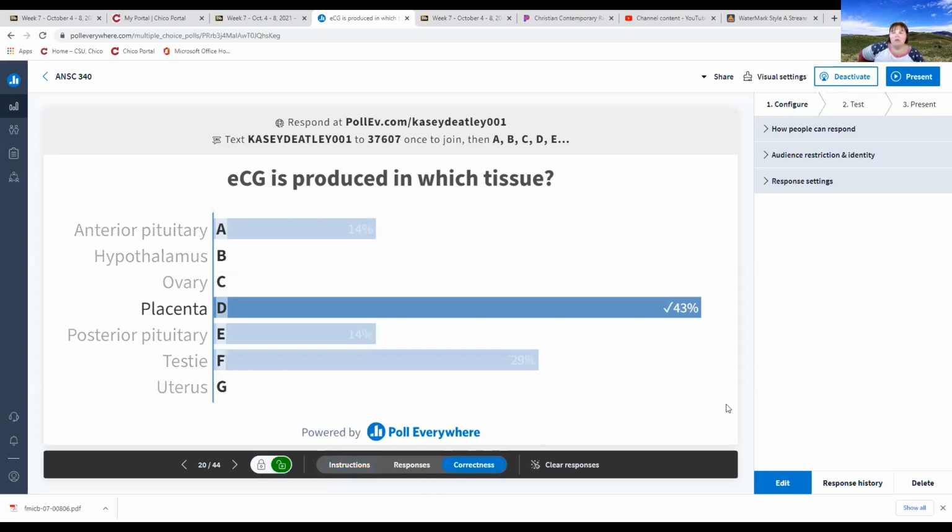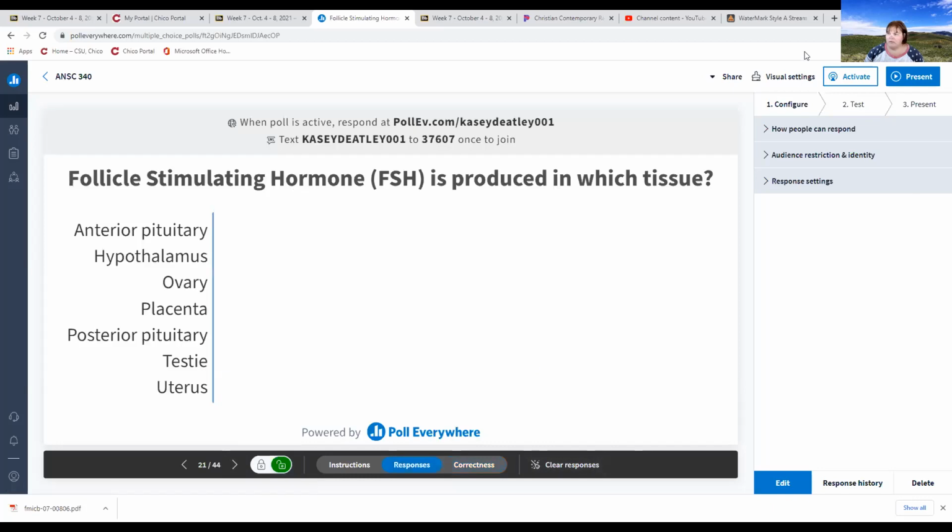Okay, so the answer here is the placenta. So eCG is specific to the equine, or the mare, and it stands for equine chorionic gonadotropin. The equine chorion is going to be in the placental tissue, and that is where we're going to see eCG produced in response to a pregnancy being present. All right, so the placenta is the answer here. All right, let's roll to our next question.